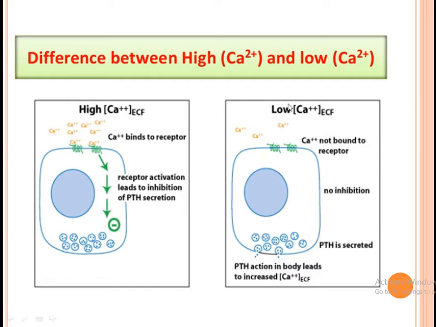Whenever the calcium level decreases in the extracellular fluid compartment, calcium will not attach to the receptor, so there will be no inhibition of the receptor, and that is the main stimulus for the release of the parathyroid hormone into the extracellular compartment, so as to increase the calcium level.